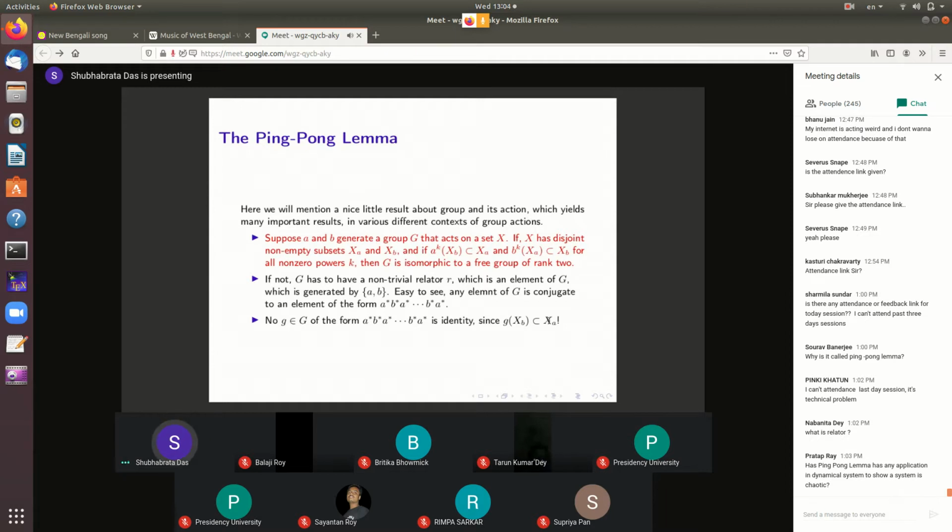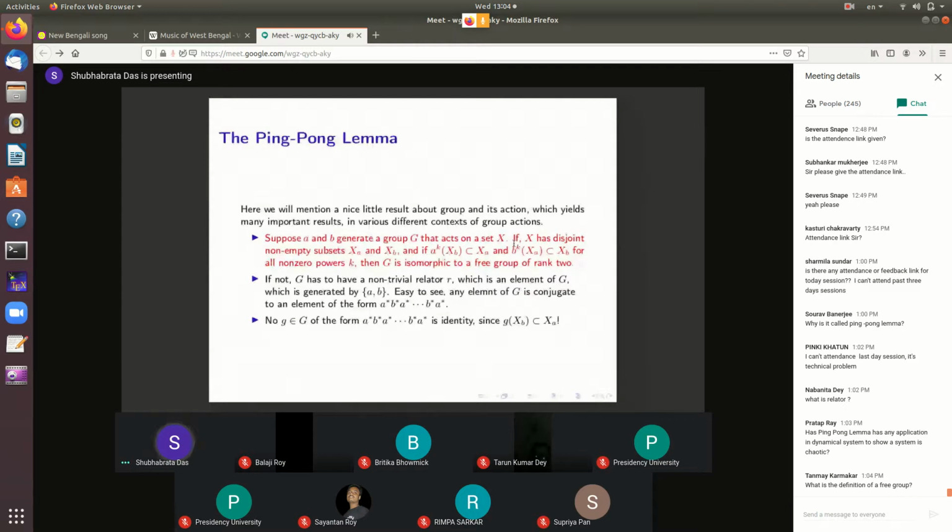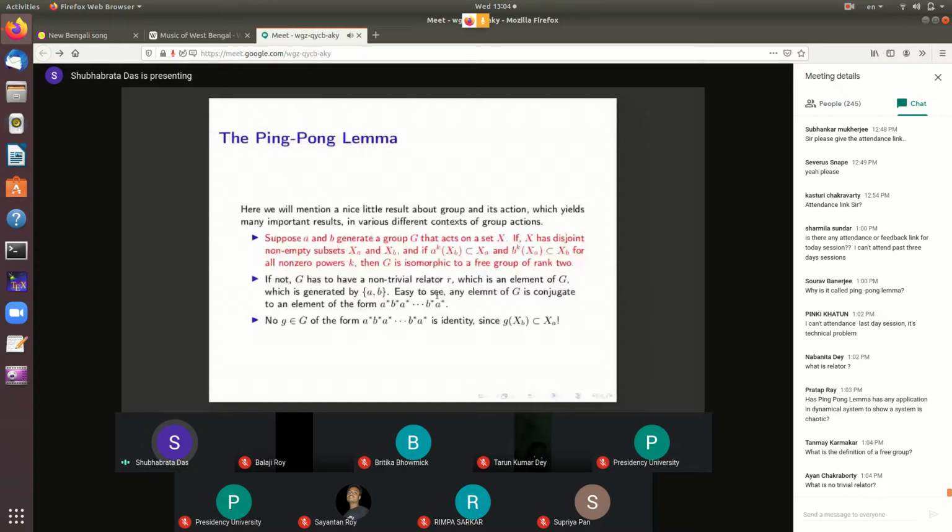So what is the upshot? The upshot is that there are elements in X which are not fixed by g. Now if g has to be a relator, an identity element in capital G, then it must fix all elements small x. Now it does not. So that means g is not trivial, right? Now you have no trivial element in G. What is that? That has to be a free group. So that is the ping pong lemma.